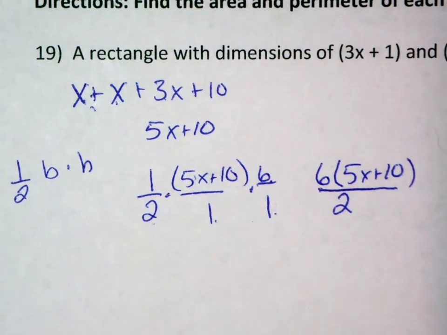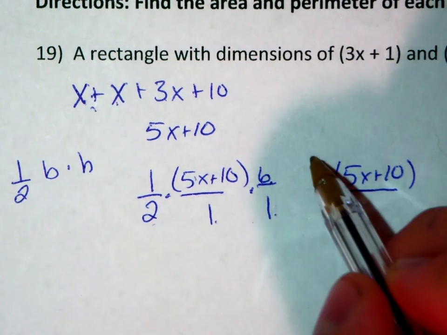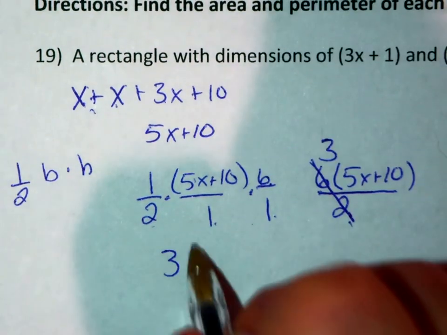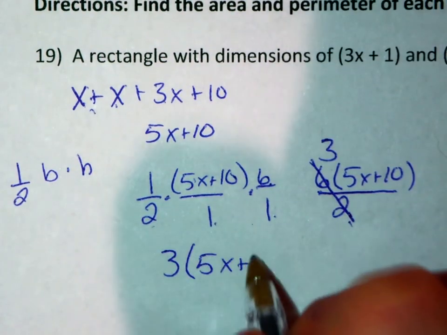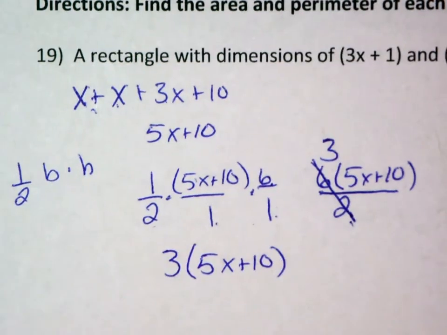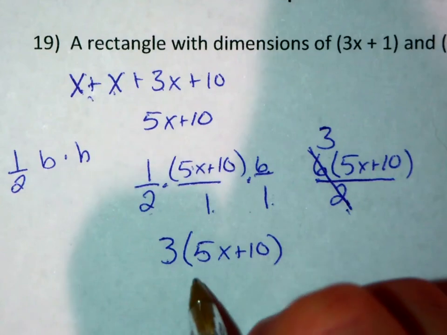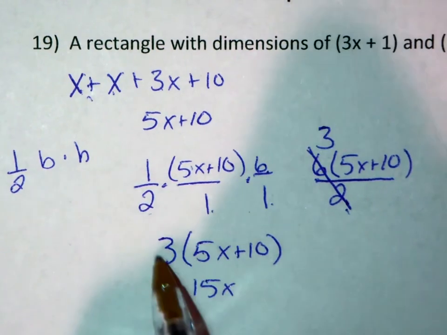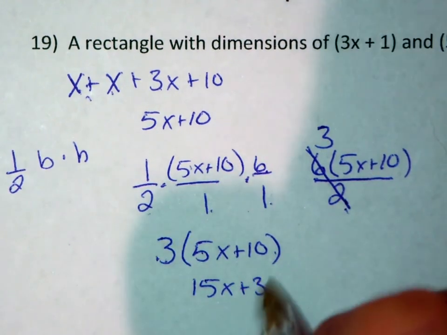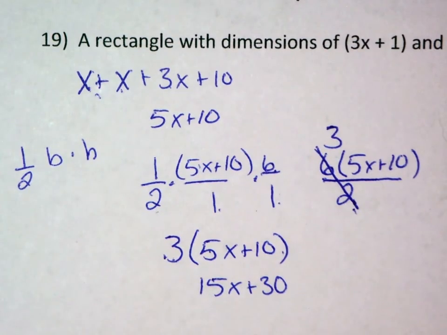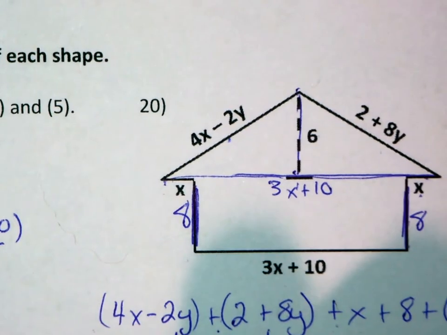Now I can simplify. Well, 6 divided by 2 would be 3. So that would leave me with 3 times 5x plus 10. Now I can distribute. 3 times 5 is 15x. 3 times 10 is 30. And all of that work was only the area of the triangle.